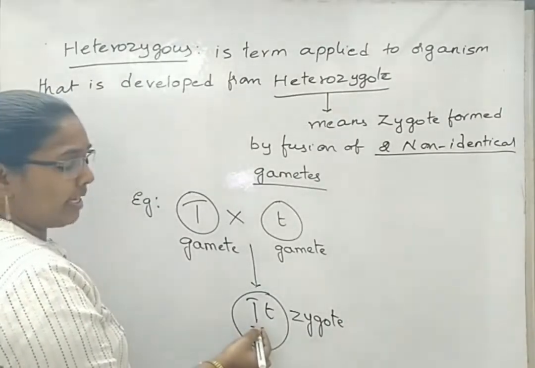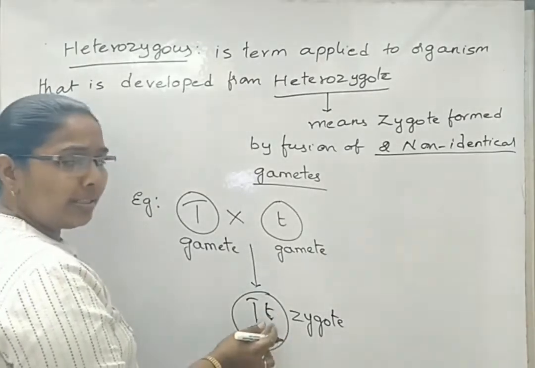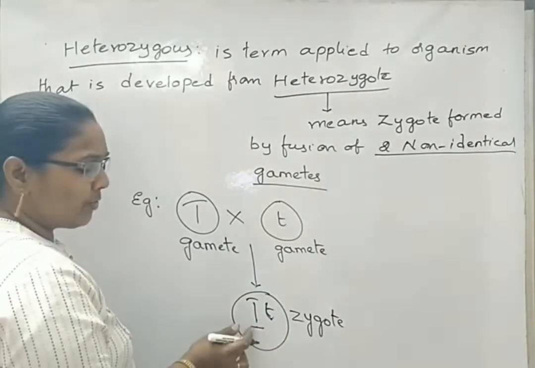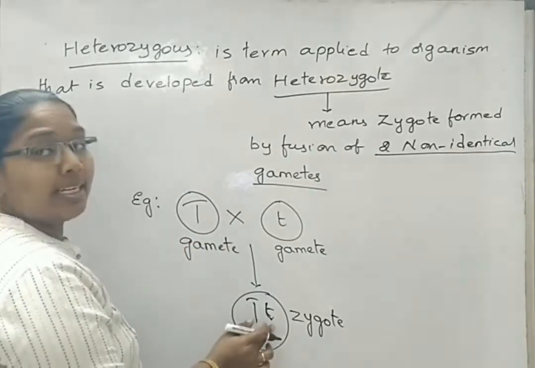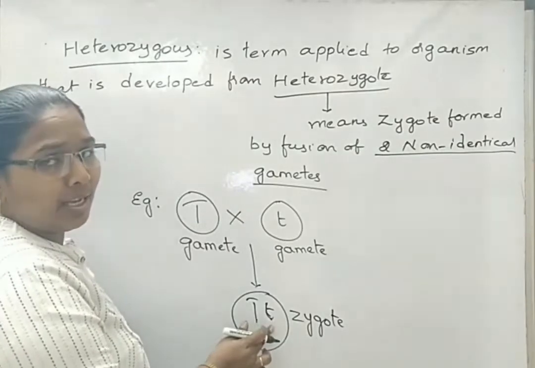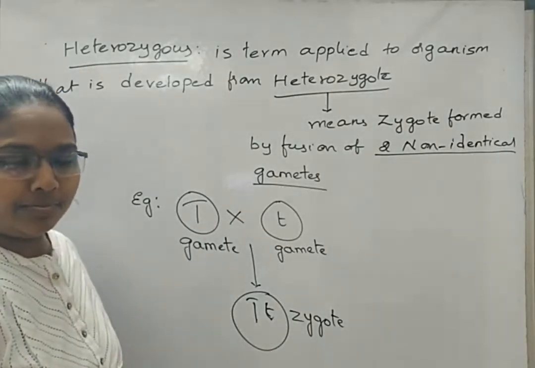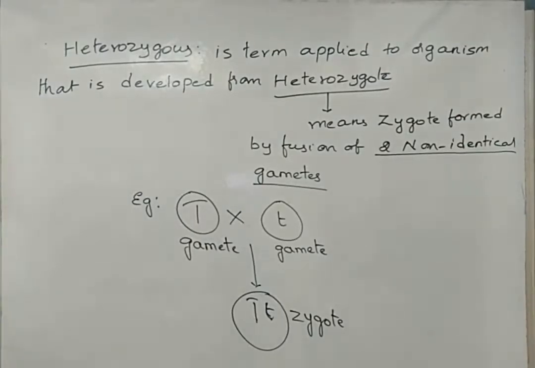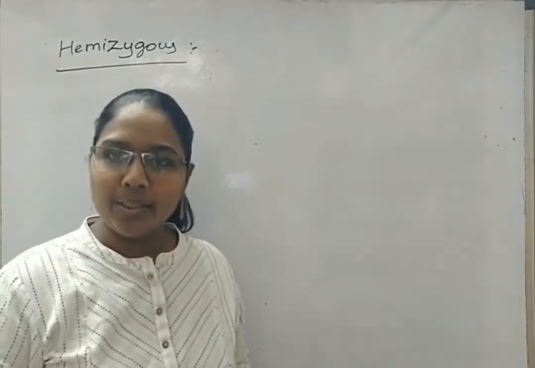What is meant by dominant character? If the pairing allele is not getting expressed in the presence of this one, then this is considered the dominant allele. The one which is getting suppressed is called the recessive allele. So this is about heterozygous and its example. The next term is hemizygous. It is the term applied to an individual.